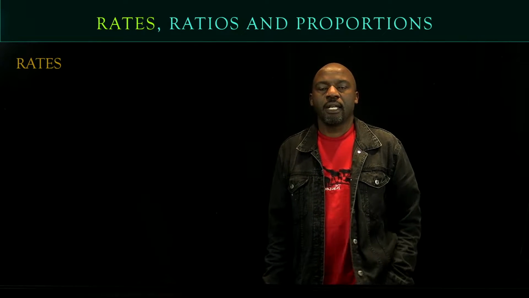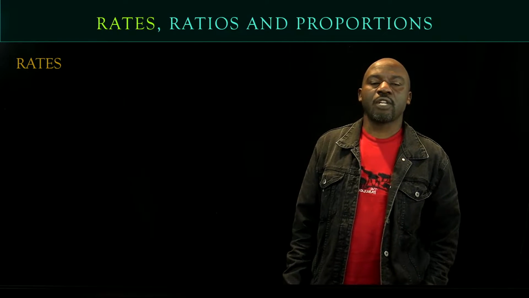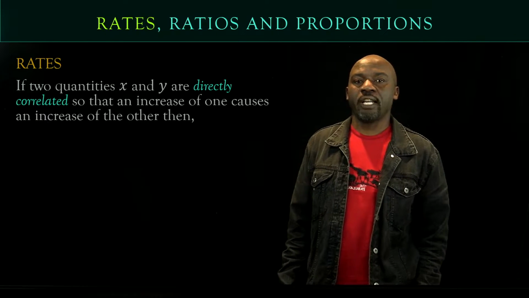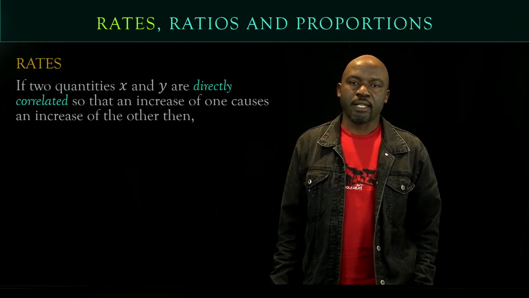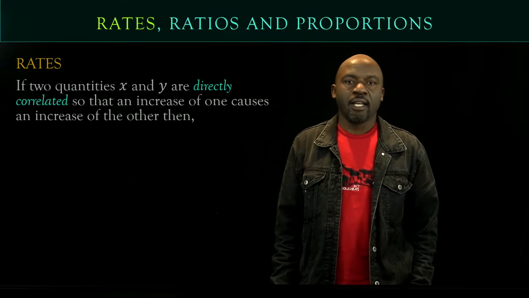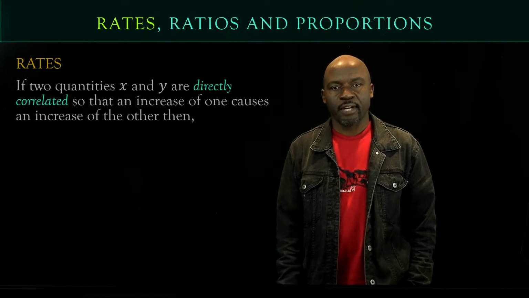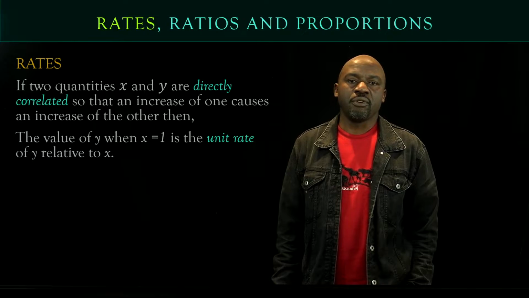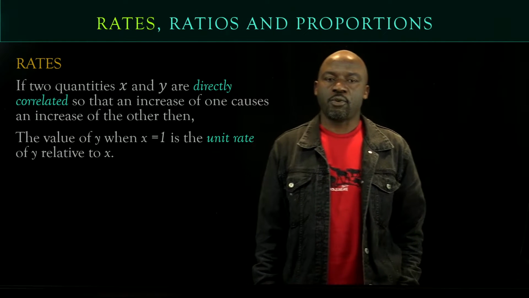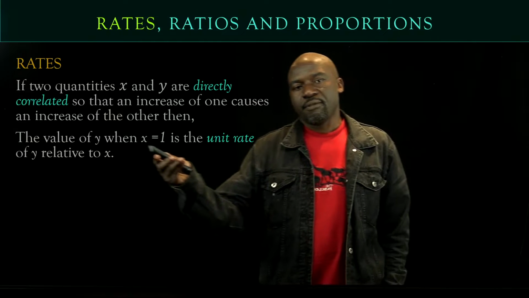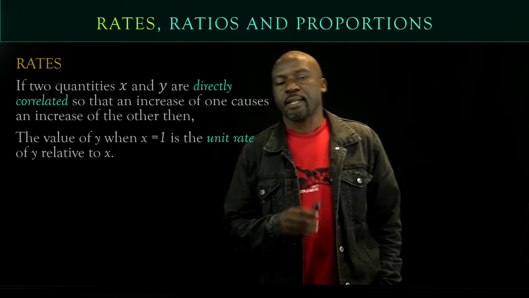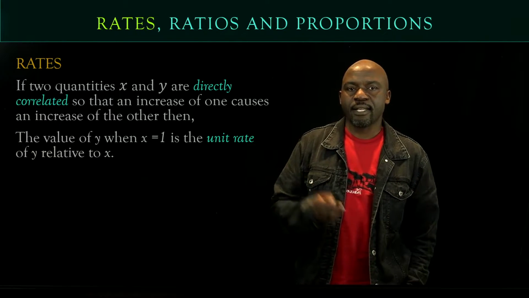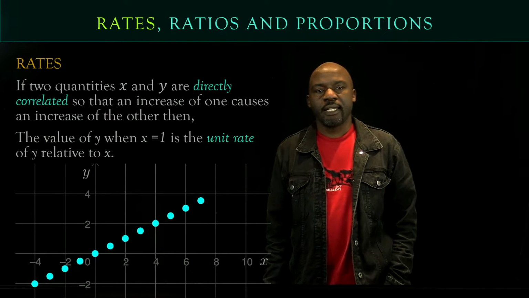Now let's use this to solve some questions, but before that we can define what rate really is. If two quantities x and y are directly correlated, so that an increase of one results in an increase of the other, we say they are directly related or directly correlated. Then the value of y when x is 1 is called the unit rate of y with respect to x. In other words, the value of y when x is equal to 1. Here is what I'm talking about.